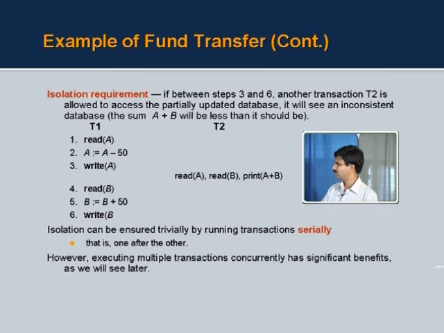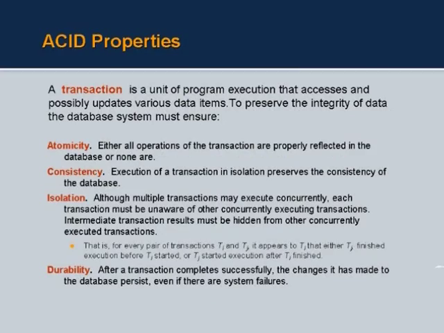Now, isolation can be ensured very easily by just running transactions one after the other. First run T1, then run T2 after T1 finishes. This is probably acceptable for a small branch. The transaction takes a fraction of a second. So even if you have 10 counters, if it takes 1 second for a transaction and there are 10 counters, you run them one after another, it's still acceptable. However, when you have a large centralized system with multiple things coming in, this will waste resources tremendously, and we'll see this later. The ACID properties are basically these things which we saw: atomicity, consistency, isolation, and durability.